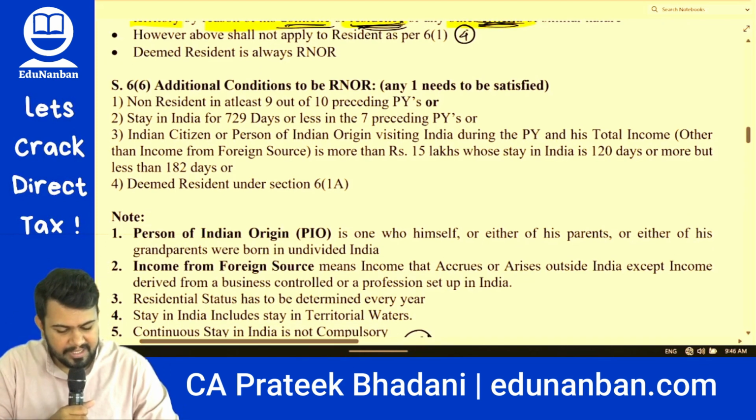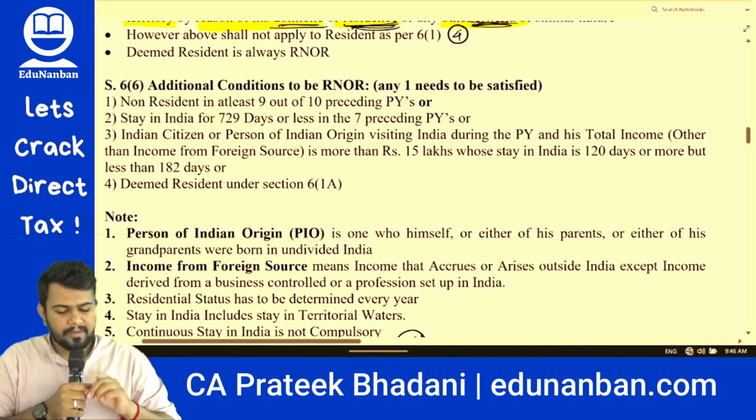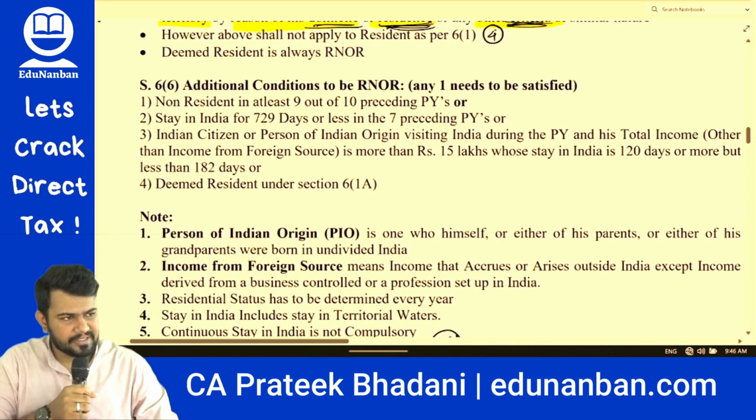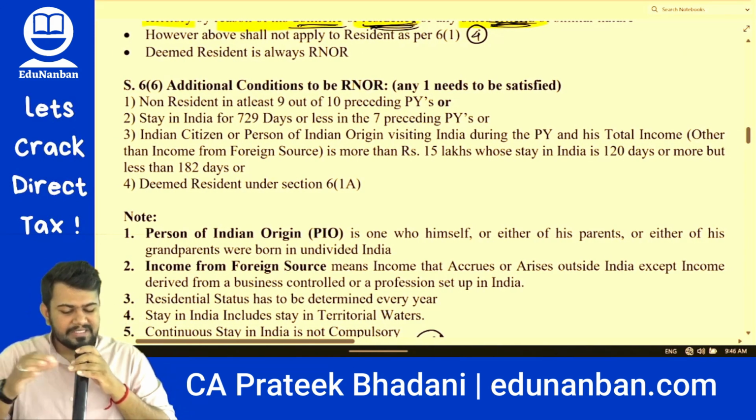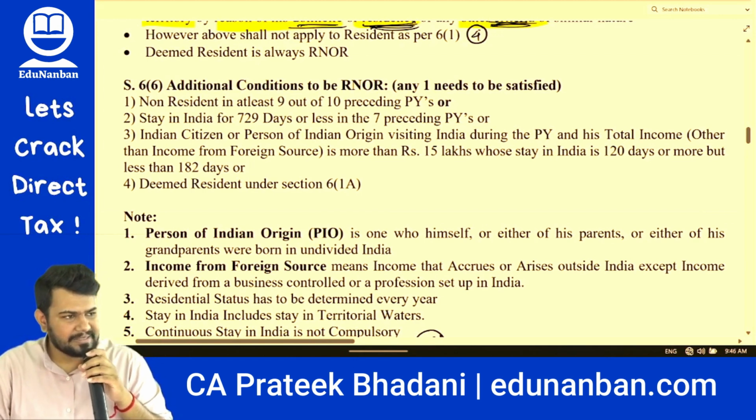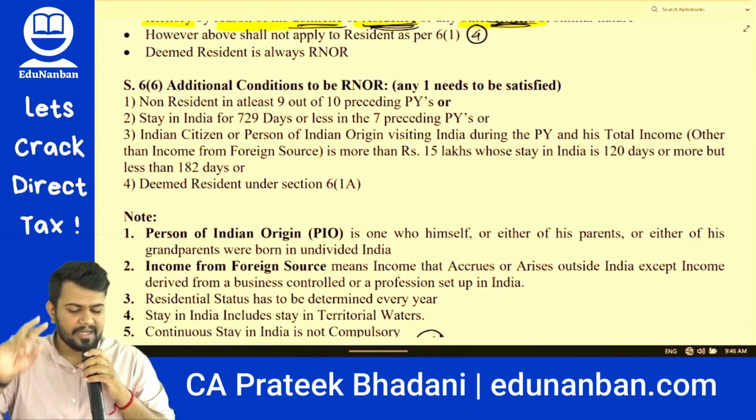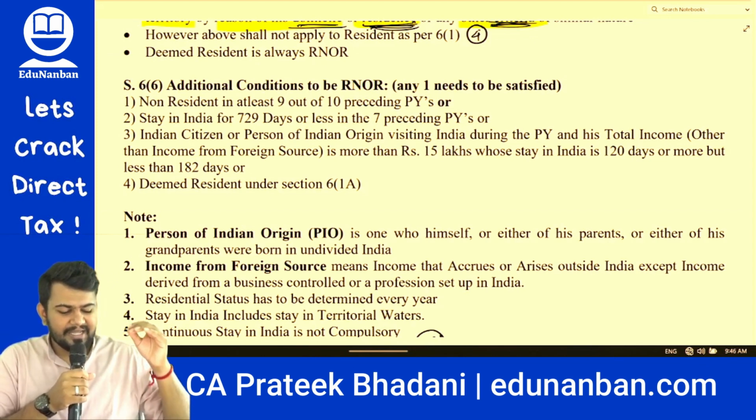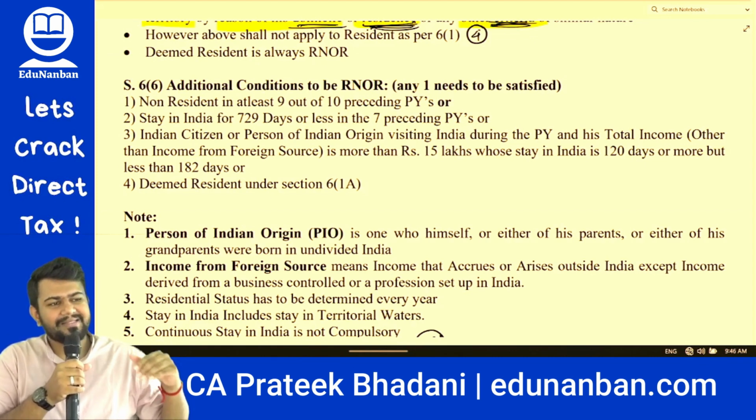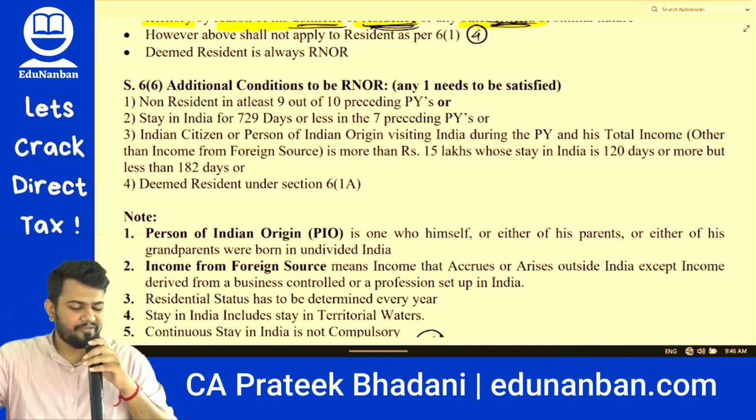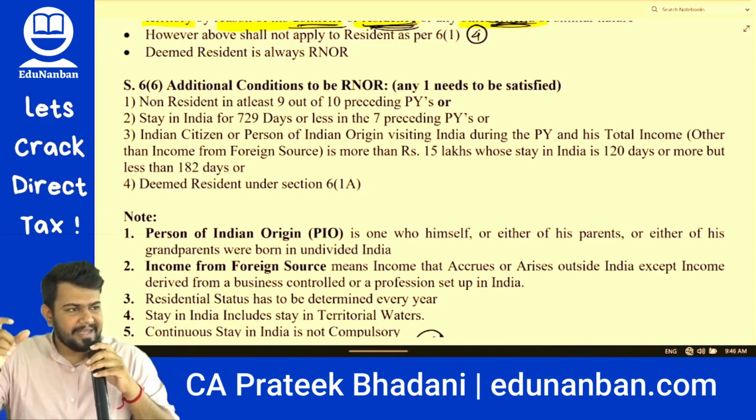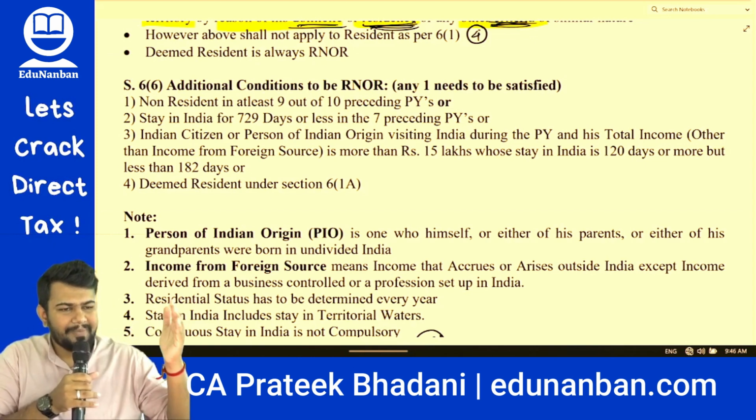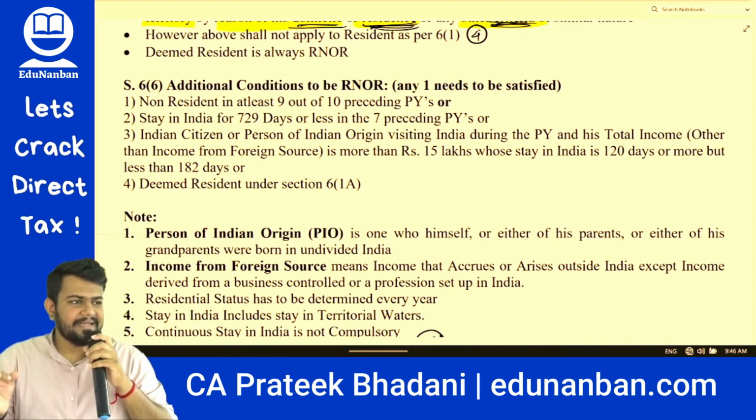So what are the 4 conditions? Section 6 subsection 6, condition number 1: the person should be a non-resident in at least 9 out of 10 preceding previous years. Condition number 2: stay in India should be 729 days or less in the 7 preceding previous years. Condition 3: the person should be an Indian citizen or person of Indian origin visiting India during the previous year, and his total income other than income from foreign source should be more than 15 lakhs, whose stay in India is between 120 days and 182 days. It means 120 days or more, but less than 182 days. And lastly, deemed resident.